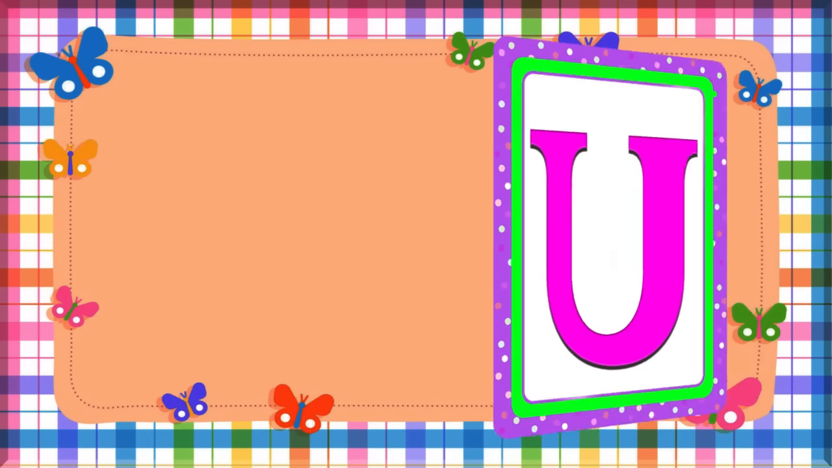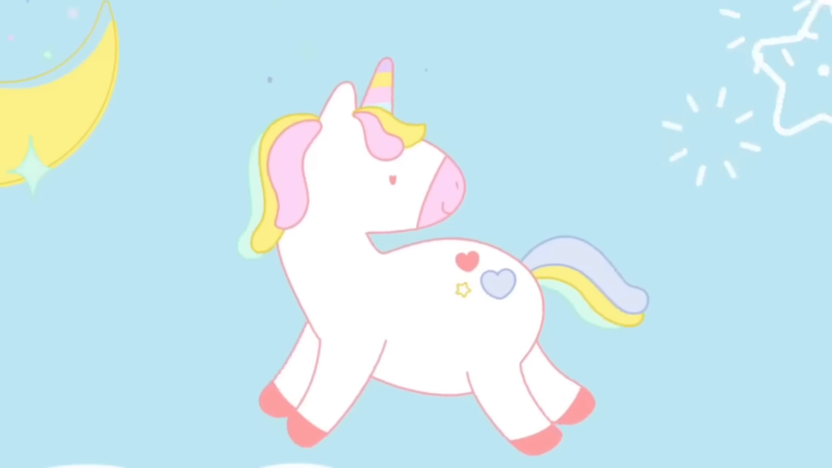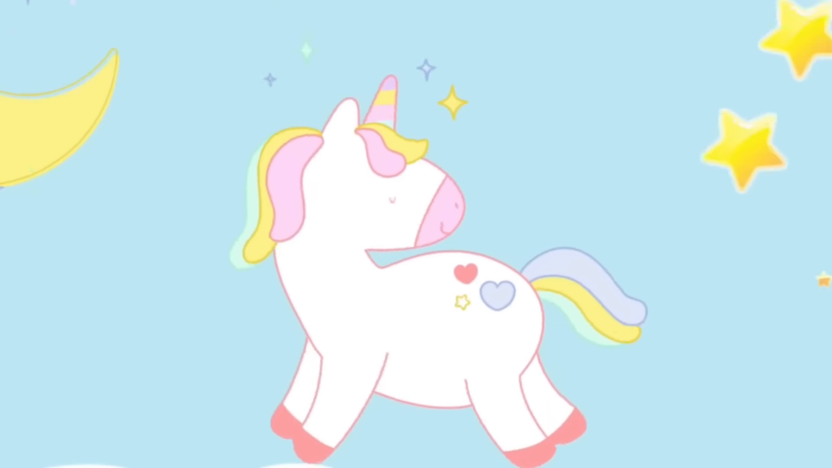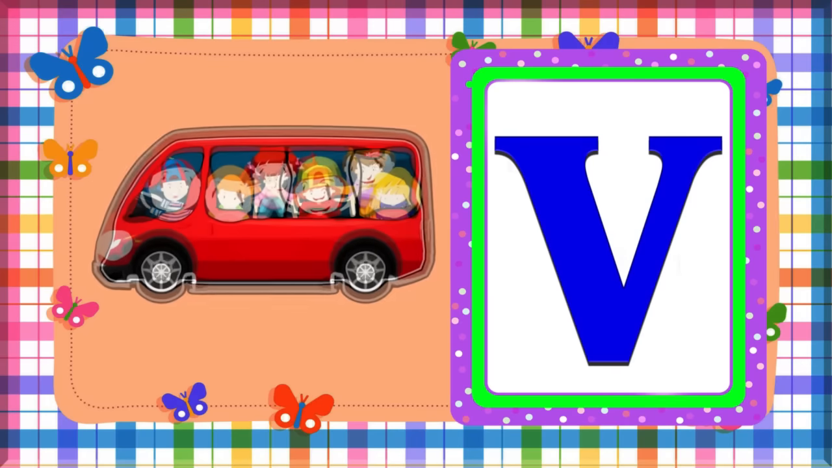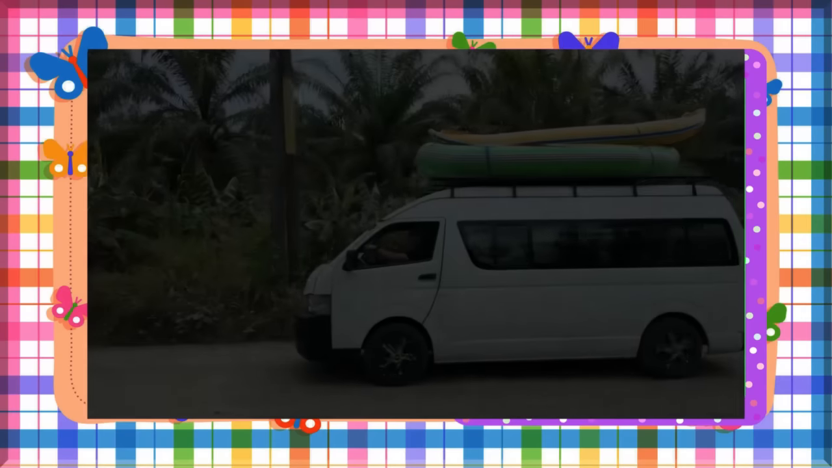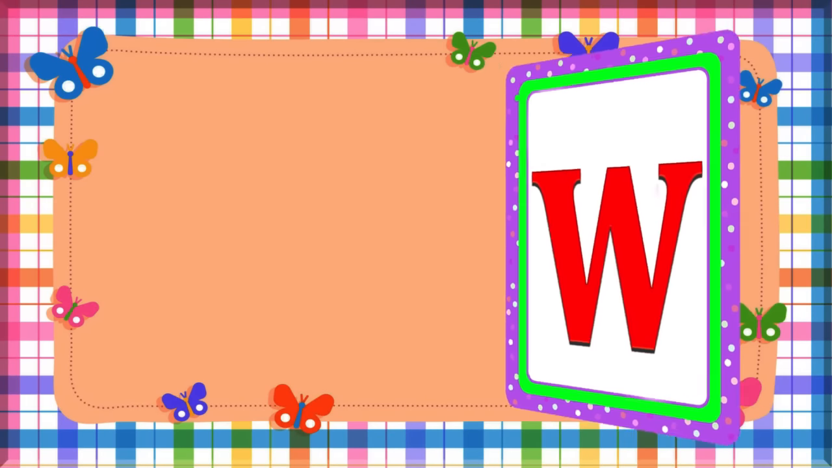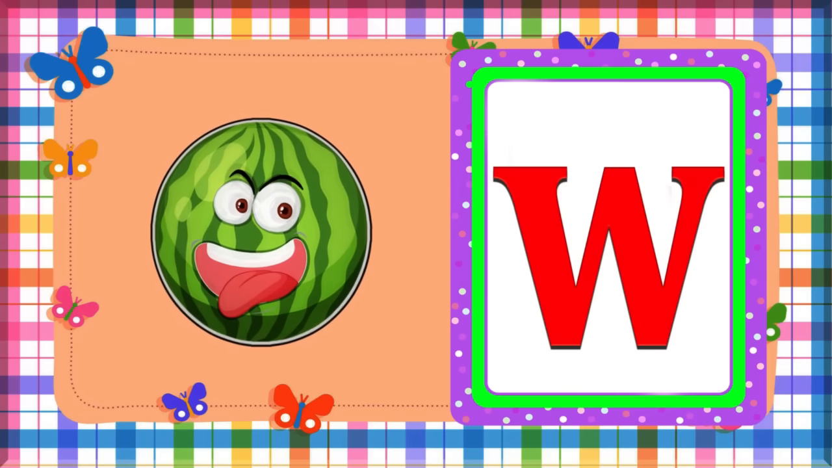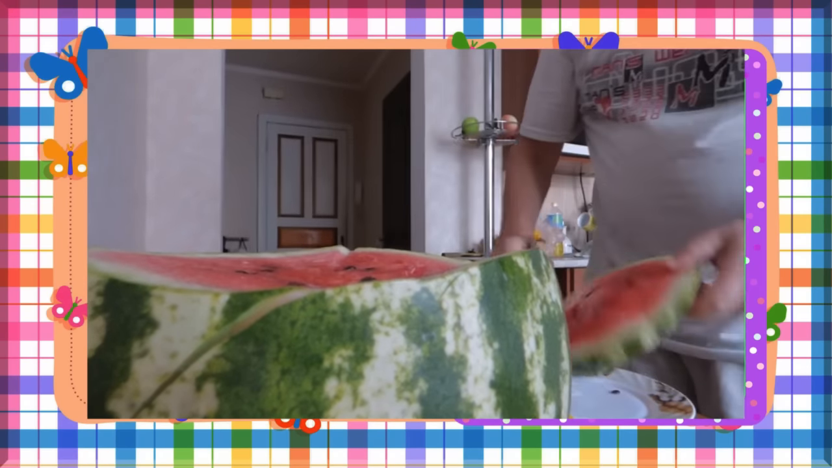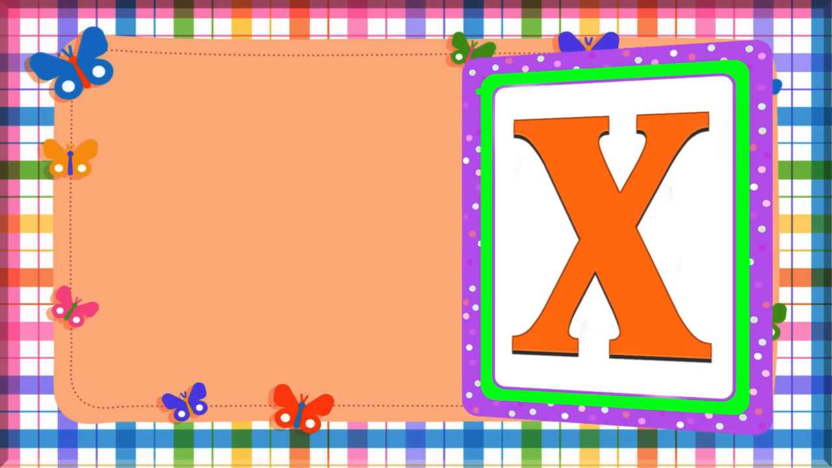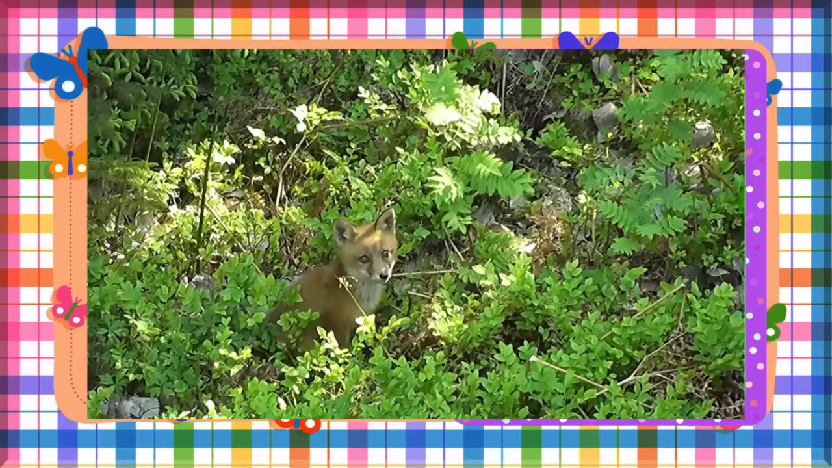U. U is for unicorn. Unicorn. V. V is for van. Van. W. W is for watermelon. Watermelon. X. X is for fox. Fox.